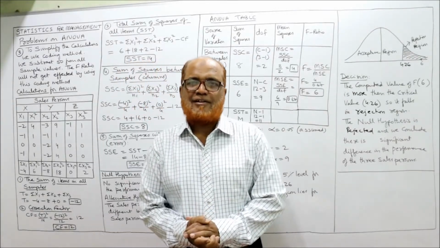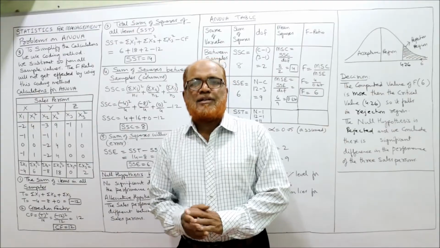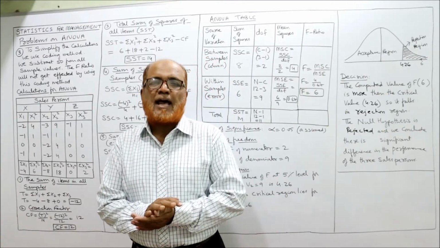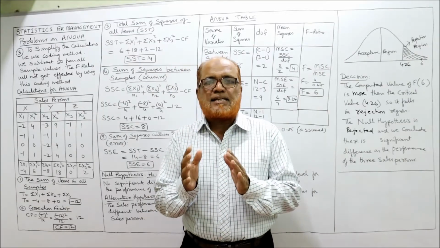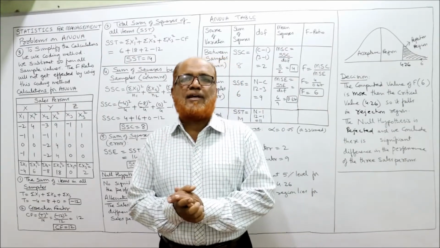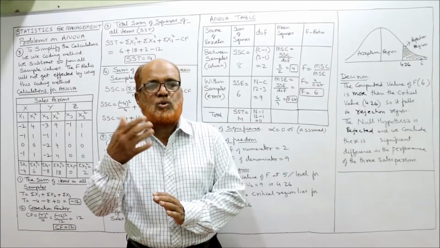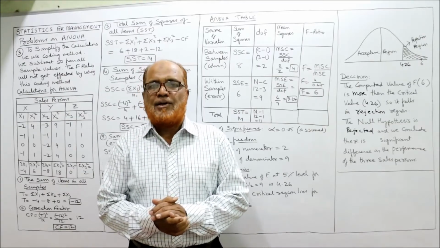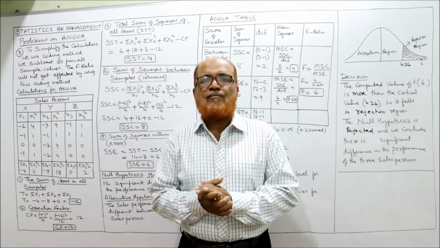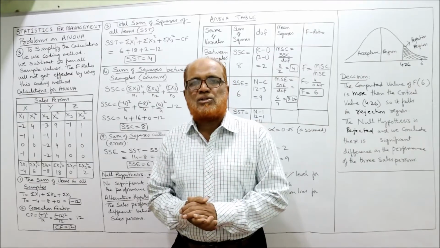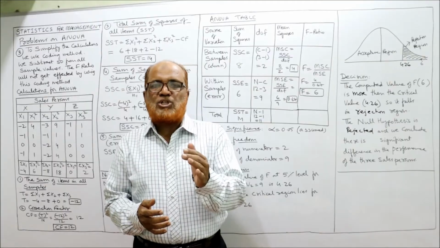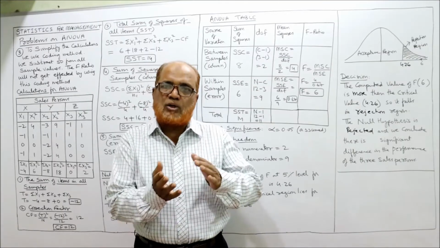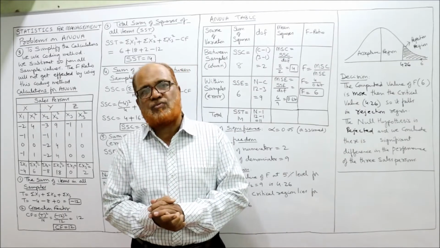I'm Hasham. So last video I completed two problems on analysis of variance, ANOVA. It's a statistical technique where more than two samples are compared. When we want to compare the mean of more than two samples, we apply analysis of variance. So what is the procedure of analysis of variance? Already two problems I have completed in the last video.